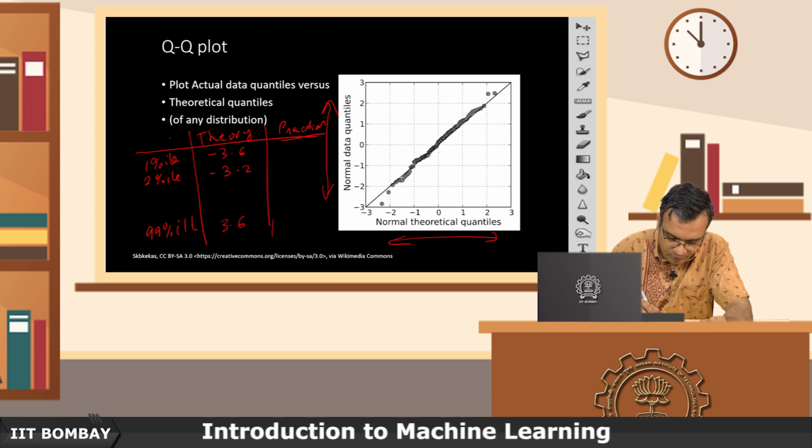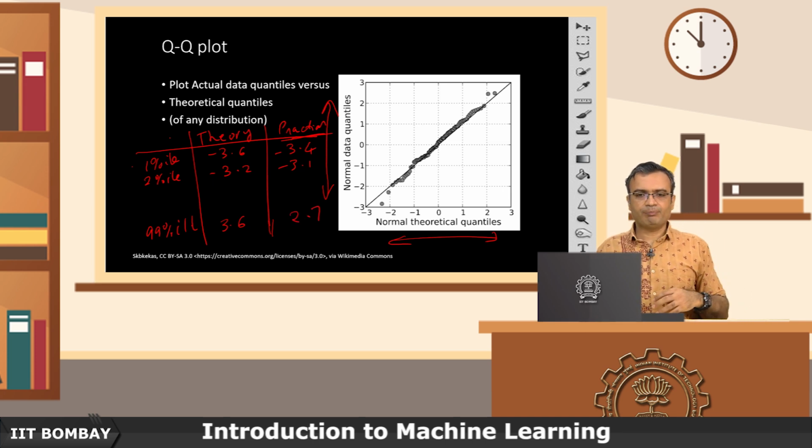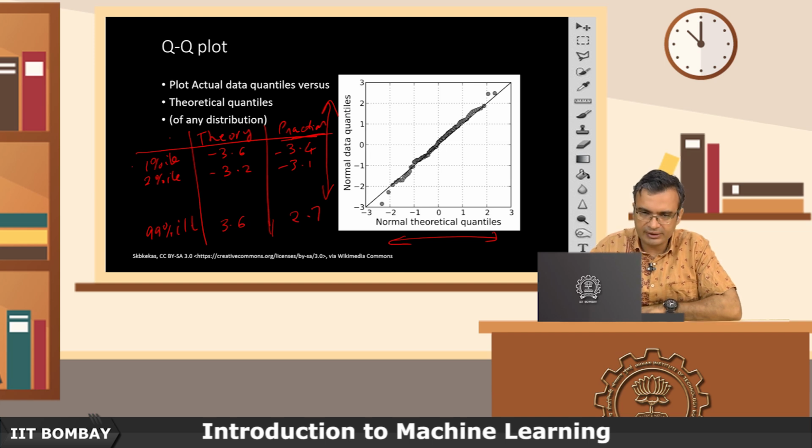So if we have 1,000,000 data points, this would be the 10,000th data point, and that is, let's say, minus 3.4, minus 3.1, and then let's say here it only reaches up to 2.7, right. So if we plot these two, we'll get some kind of a plot, and if that plot is on a 45-degree line, then there's a perfect fit.